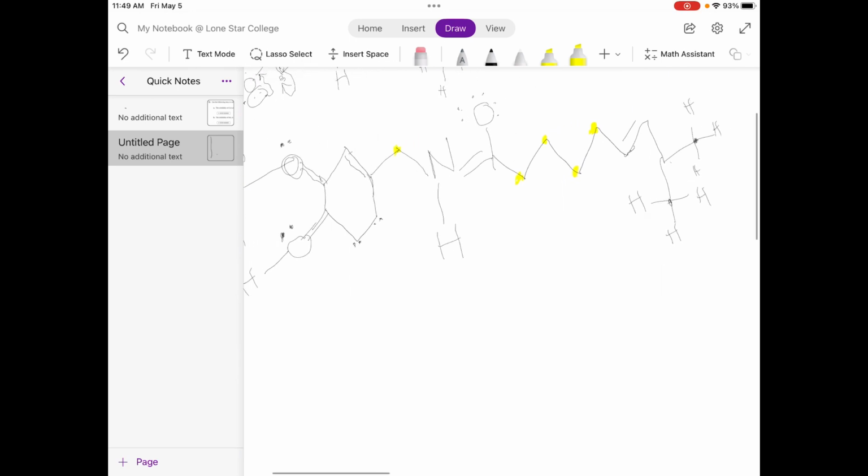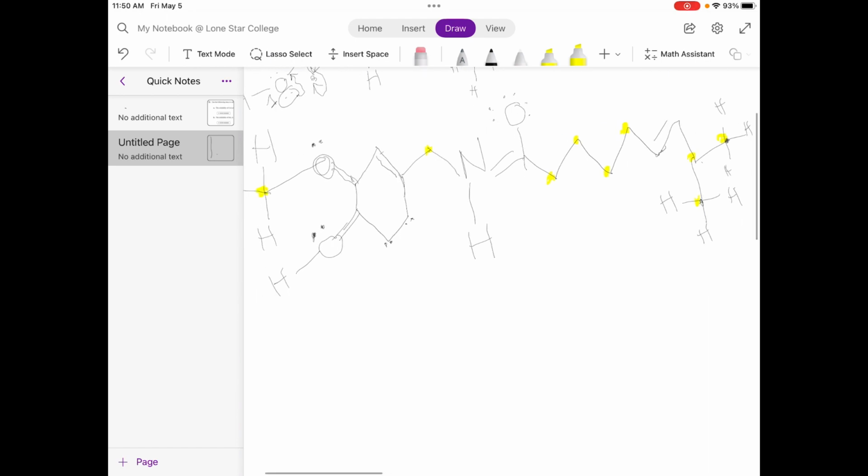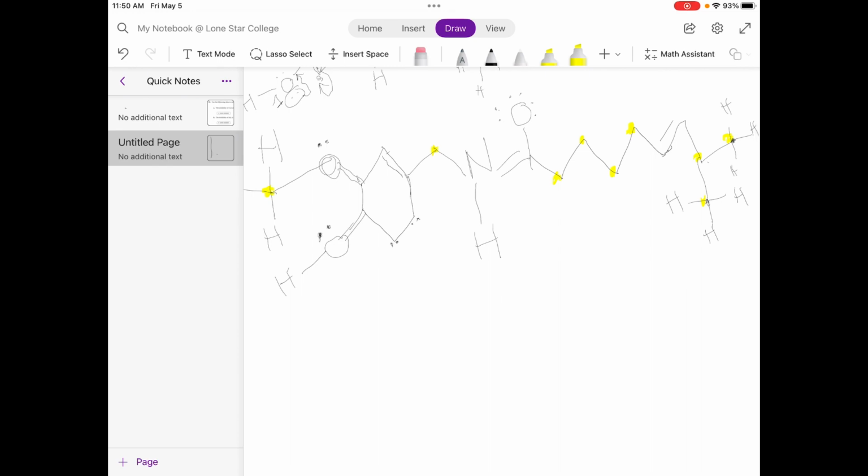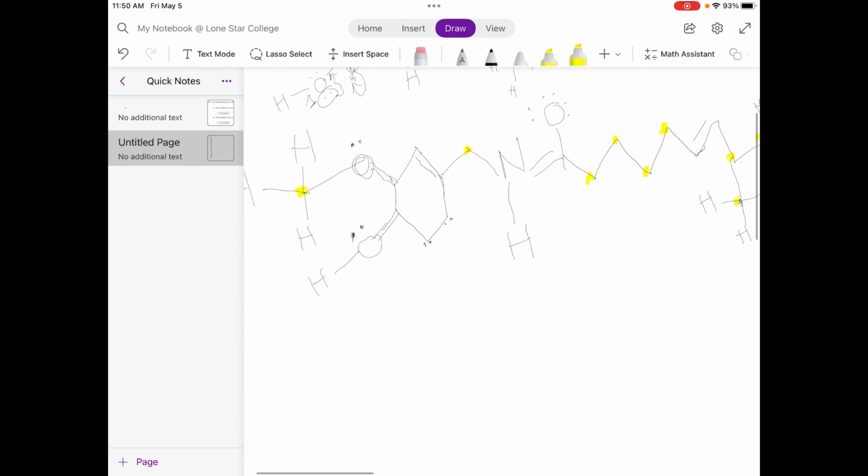Let's get those out of the way. This is not a tetrahedral. Neither is that. This is a tetrahedral. Let's see what else. This is a tetrahedral. This is a tetrahedral. I think that's it for tetrahedrals.